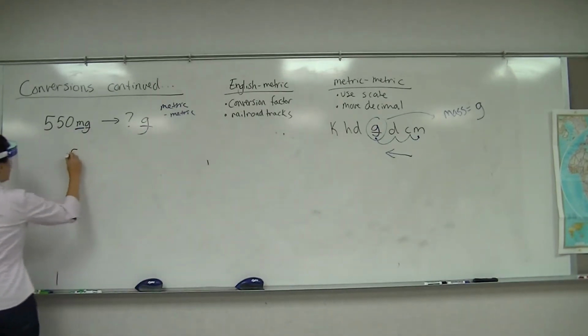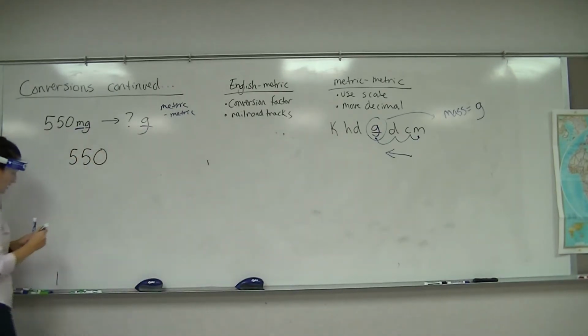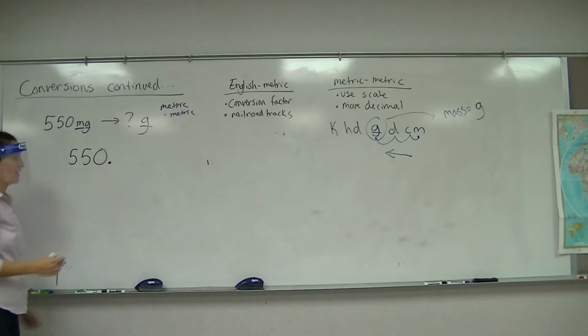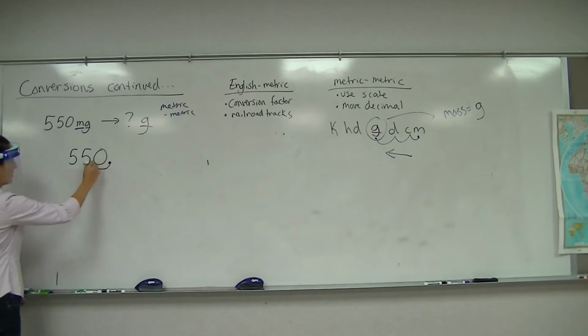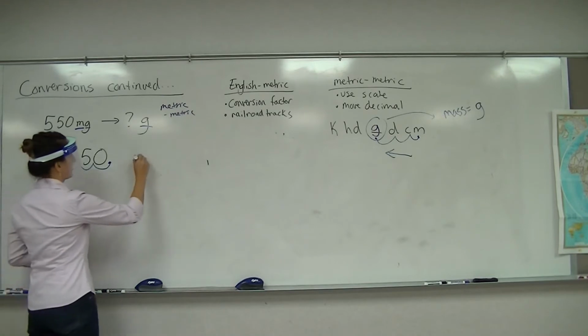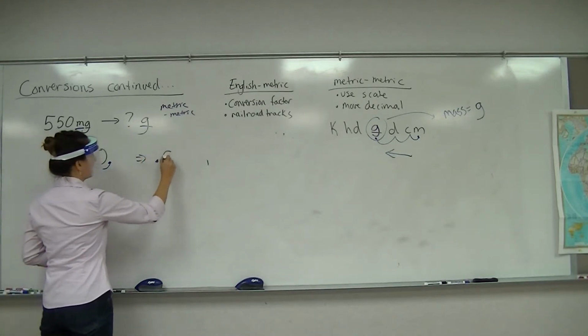Let me write the number down here so we can see it a little bit more clearly. This is the original number in milligrams. I just said I'm going to move it 3 times to the left so that I can convert it to grams. There is no decimal point in this number, so where do we start? At the end of the number. That's where the decimal point would be if there was one. Now I'm going to take that decimal and move it 1, 2, 3 times to the left. It is now before the 5. So to write this number out, it's going to be 0.55.